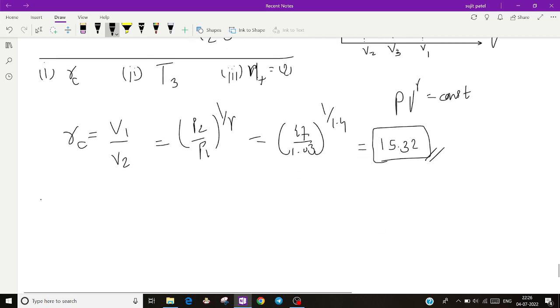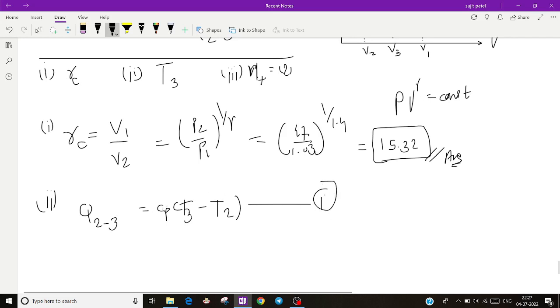Next is the maximum temperature of the cycle. Here the first thing we have to find out is the maximum temperature T3. For that we have one given data, the heat supply. For the diesel cycle, heat addition at constant pressure is given by Q equals Cp times (T3 minus T2). But we don't have T3 or T2, we have only Cp and Q. So mark this as equation number 1.